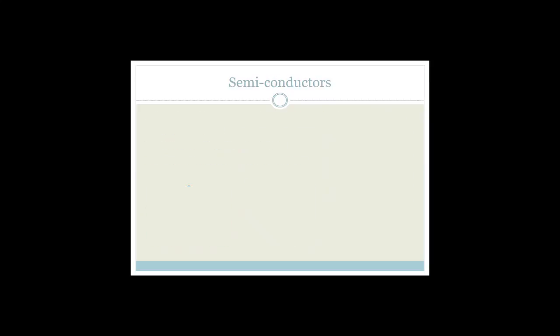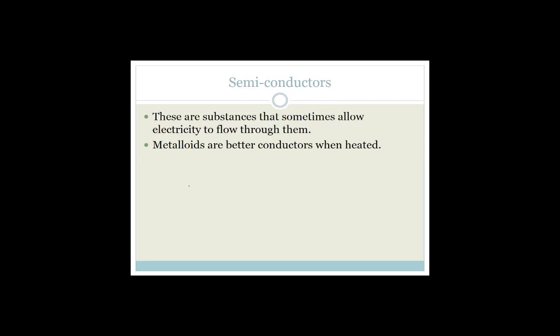Right, semiconductors. Well, if you've got conductors which are very good at conducting electricity and you've got insulators which do not conduct electricity, then obviously semiconductors are substances that sometimes allow electricity to flow through them, okay? Metalloids are better conductors when heated. So your semiconductors, another name for them is your metalloids. And they are better conductors when heated. Metals, however, are poorer conductors when heated.